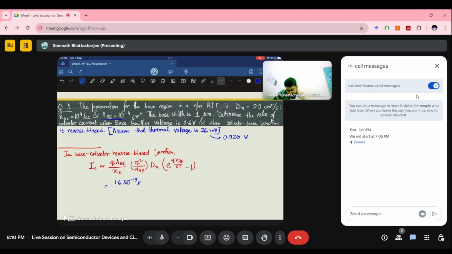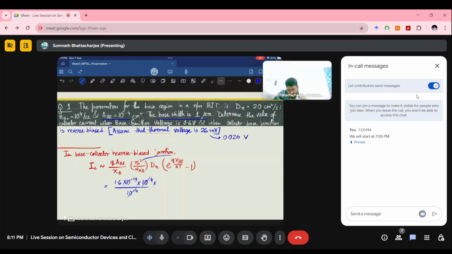EB, that is given as 10 to the power minus 4, divided by XB. XB is given here. So 1 micron. As we are equating everything in centimeter, this will be nothing but this. Anyways, these two terms will get cancelled out and multiplied by Ni square by Nab.